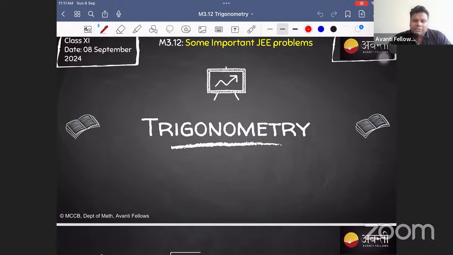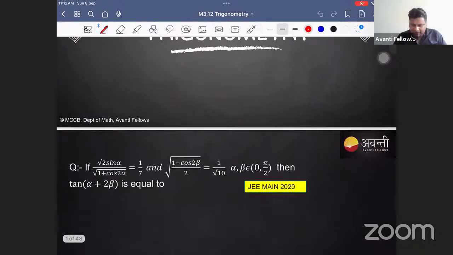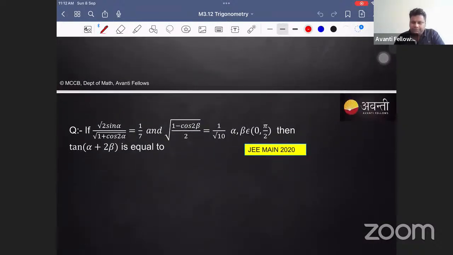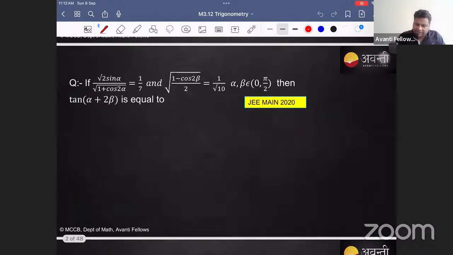Only half. Somebody has told me only half. Okay. We will do a few questions. I will also try to explain the formulas or the theorems we are going to use for them. All right. So I'll start with this simple question first of all. Simultaneously, I'll keep on writing which formula I am using.